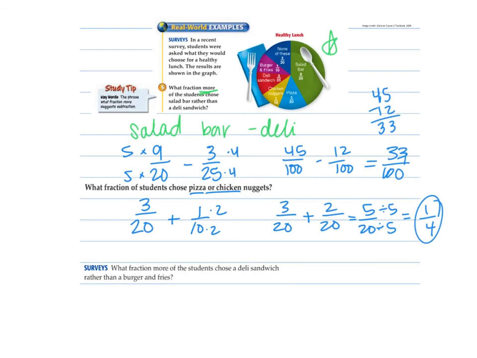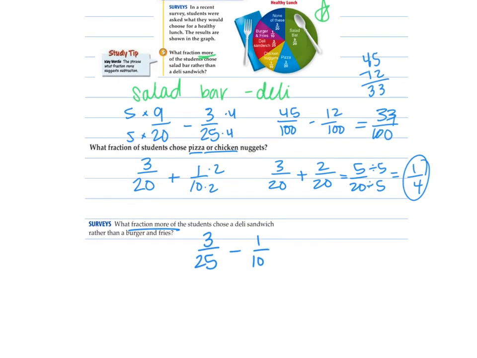And our last one down here. What fraction more of students chose a deli sandwich rather than a burger and fries? Again, what fraction more tells us that we are doing subtraction. Deli sandwich was 3/25. Burger and fries was 1/10, so we're subtracting 1/10. Common denominator between these two would be 50.